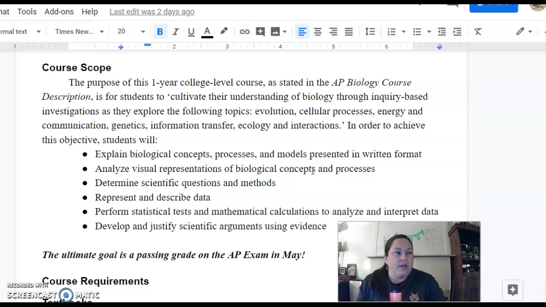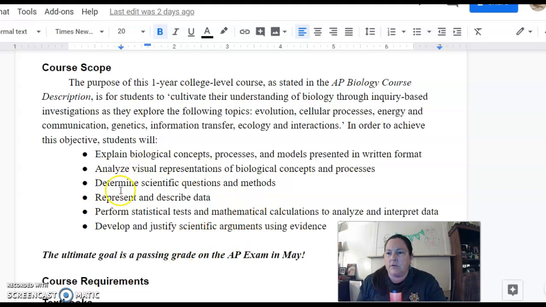Alright, the purpose of this one-year college level course, as stated in the AP Biology course description, is for students to cultivate their understanding of biology through inquiry-based investigations as they explore the following topics. So, evolution, cellular processes, energy and communication, genetics, information transfer, ecology, and interactions. And so, inquiry is an investigation. So we can still do inquiry online. We can still get all the things done that we need to do.